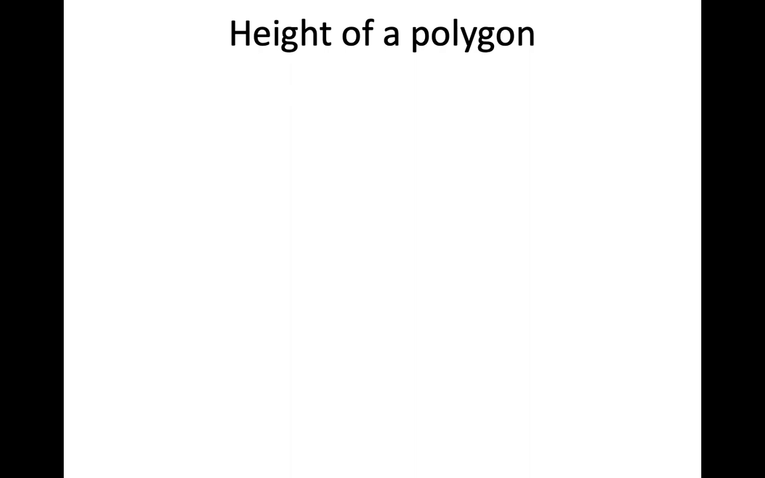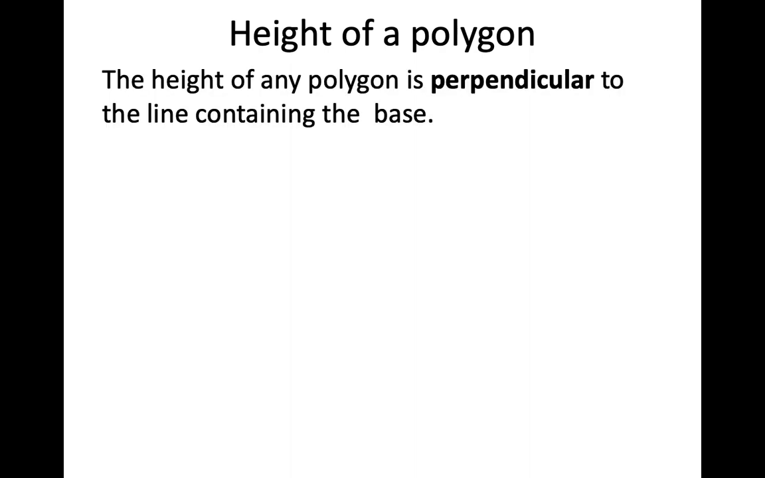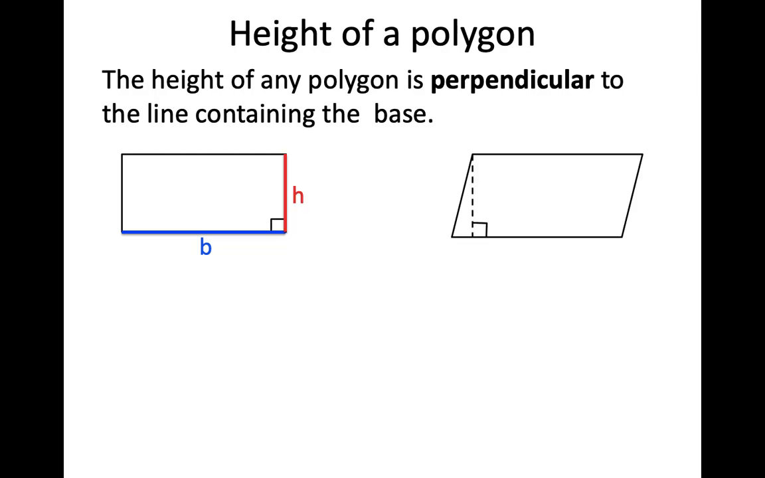And let's talk about the height for a second. The height of any polygon is perpendicular to the line containing the base. So, for example, in this rectangle, there's my base, and it is perpendicular to this red line here, so that red line there is my height. Here is a parallelogram, and again, this blue line is my base, and it's perpendicular to this red line, so that red line is my height.